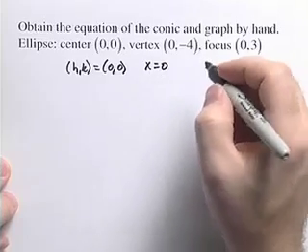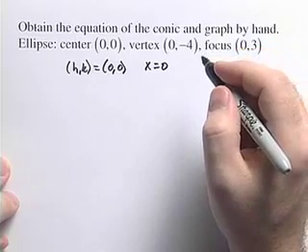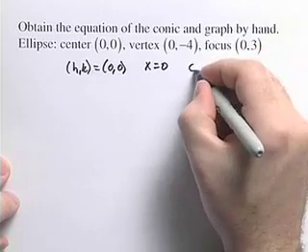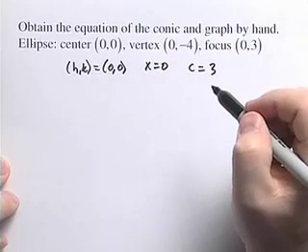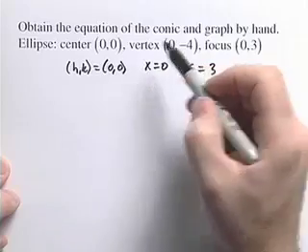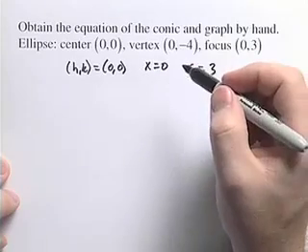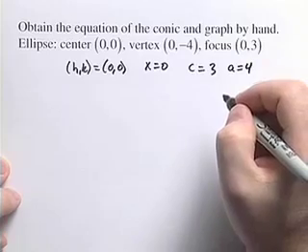The center, the focus, and the vertex all lie on the line x equals 0. So our major axis is going to be the y-axis. The distance from the center to a focus is going to be c equal to 3. The distance from our center to this focus gives us c is equal to 3. The distance from the center to the vertex is 4. So we're going to have a is equal to 4.